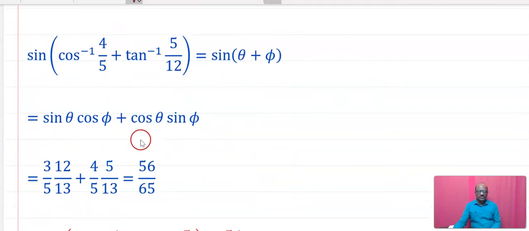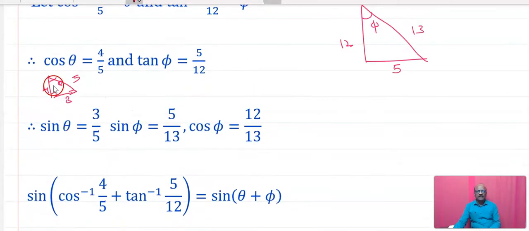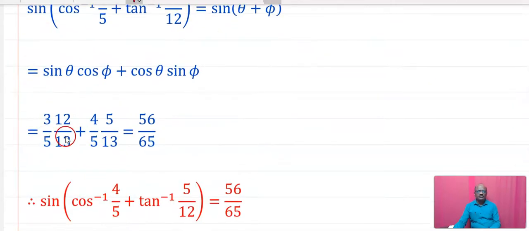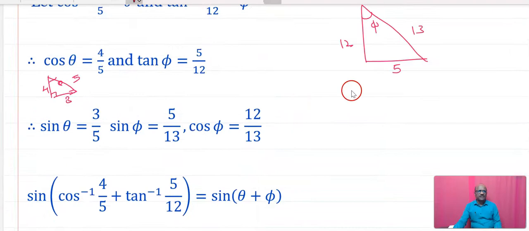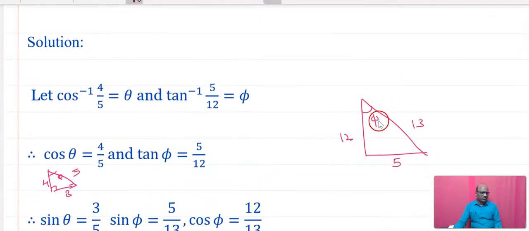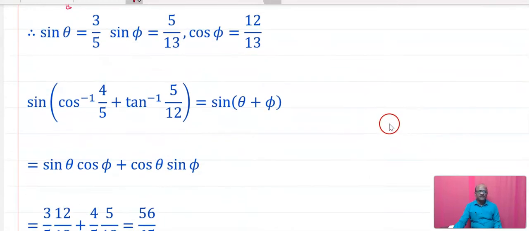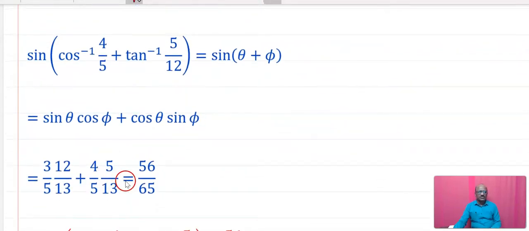Now their expansion: sin theta cos phi plus cos theta sin phi, the formula for sine of a plus b. Substitute the value of sin theta from this triangle. Sin theta is the opposite side upon hypotenuse, that is 3 by 5. Next, cos phi from this triangle, cos of phi is adjacent side upon hypotenuse, and you can substitute its value.